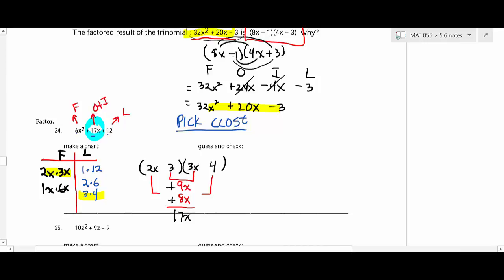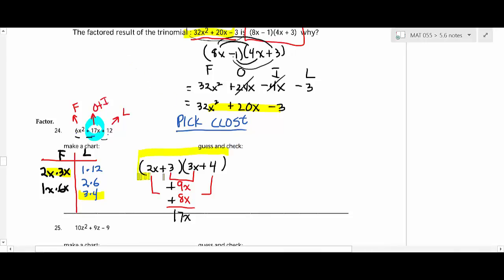Yes? What do you mean by pick close? Okay, which numbers are closer together, 1 and 12 or 3 and 4? Or 2 and 6? Try to use the ones closest together. More often than not, that probably works. But the reason I'm doing that is because 6, 17, and 12 are all pretty close to each other. If the 17 was 100, then it wouldn't make as much sense to pick close. You'd have to use bigger numbers, see? Okay, so that means you have a plus there and a plus there. So that's your answer right there.